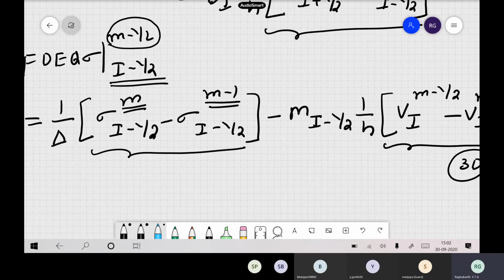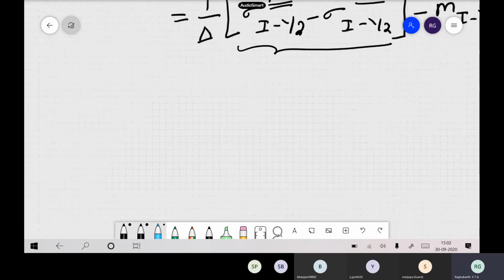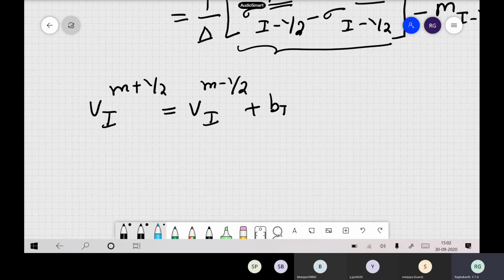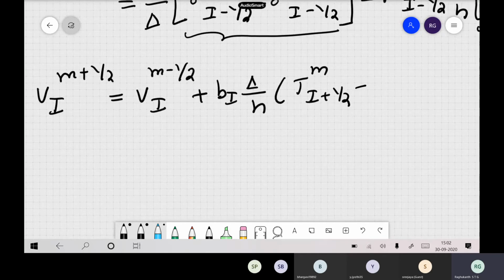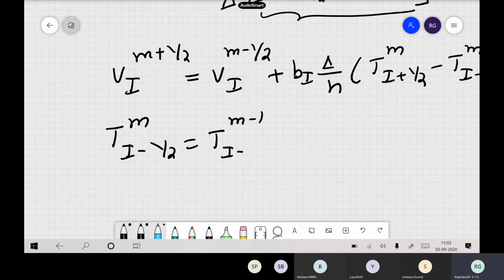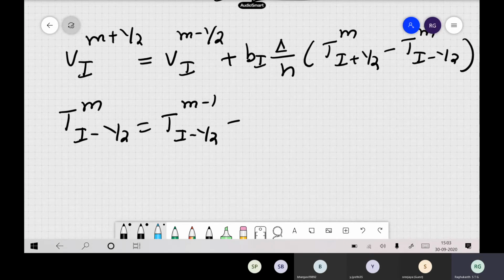Okay, so now you know this equation, you can write it in a nice format, like time marching. So v at i, m plus half is equal to v at i, m minus half plus b_i, which is the buoyancy, the reciprocal of your density, times the stress T at m. Minus T at m, i minus half in the second equation, which is for the stress. So this becomes T at m minus 1, i minus 1 by 2. So plus we have m.